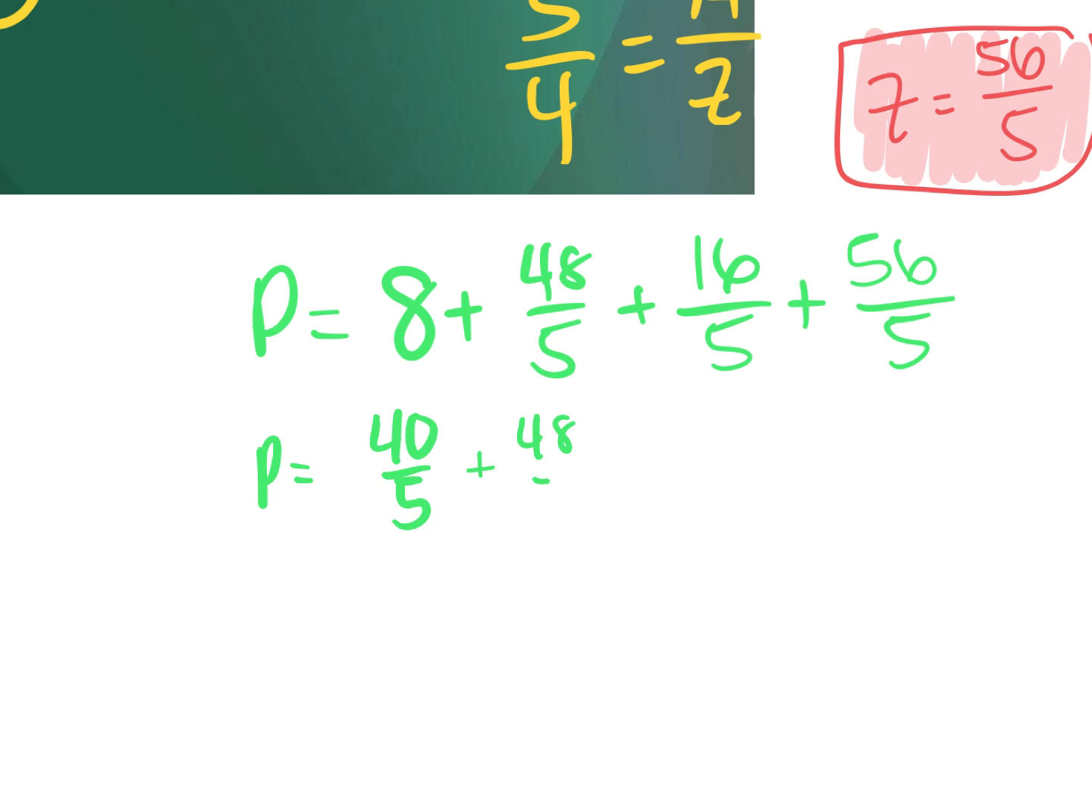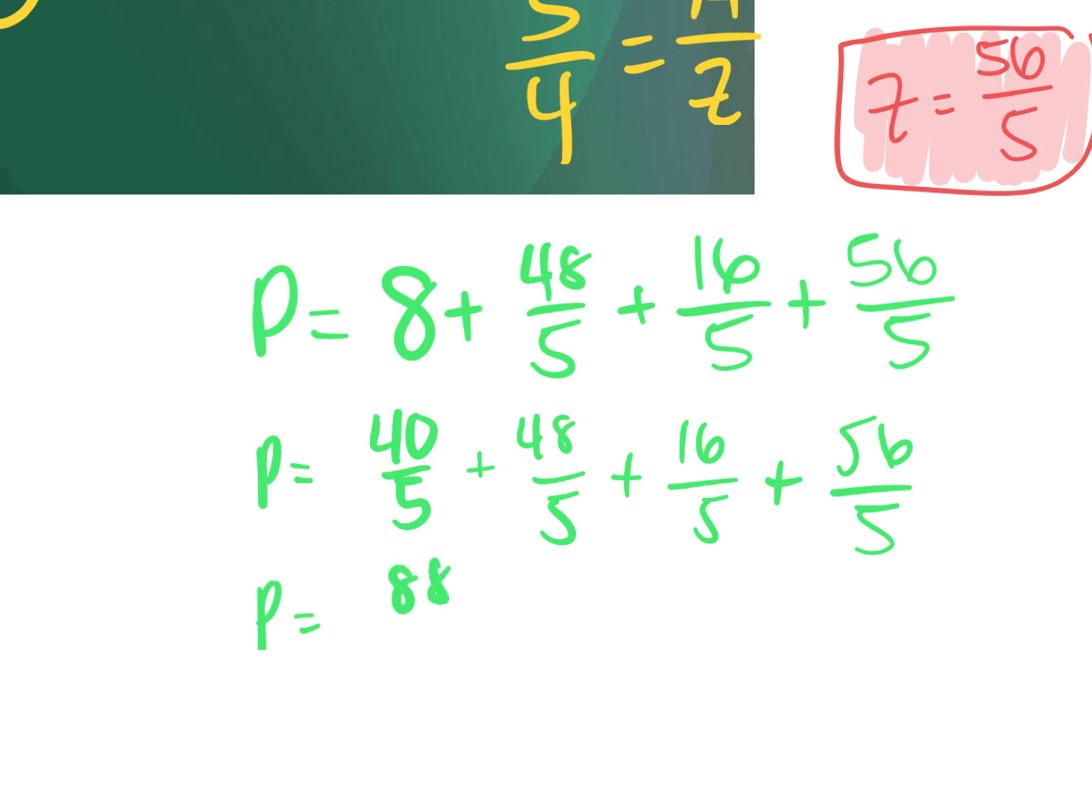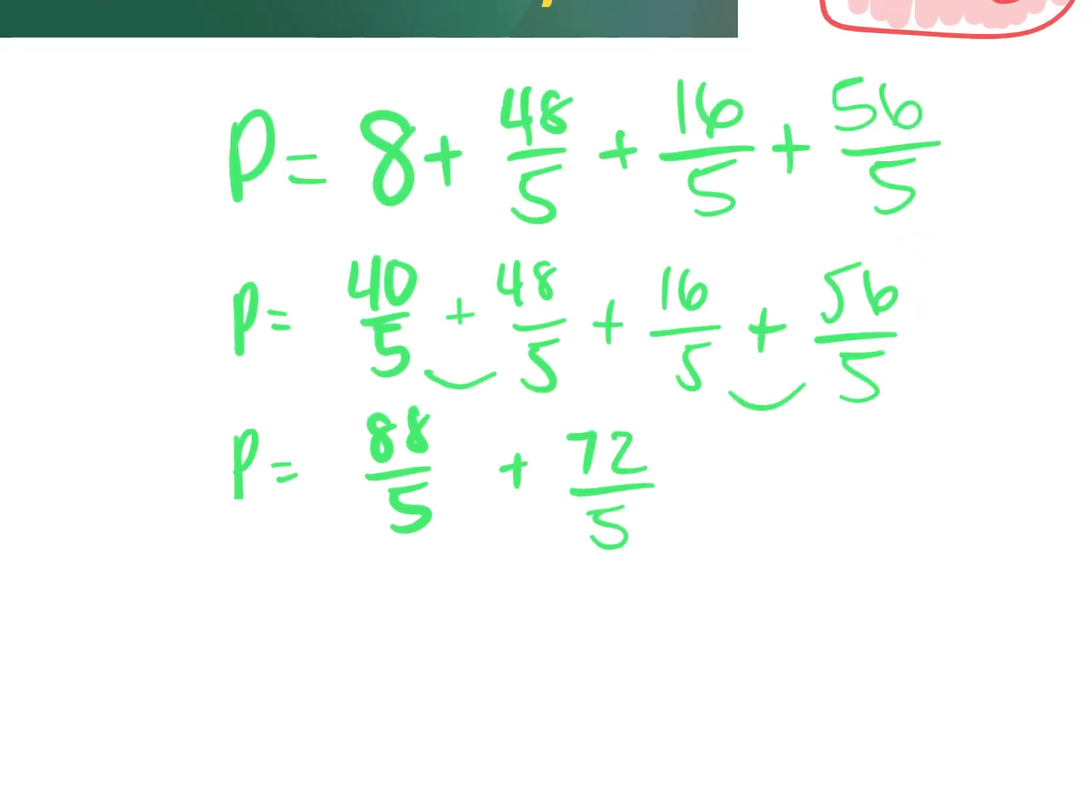So plus 48 over 5, plus 16 over 5, and plus 56 over 5. Go ahead and add all of those together. Let's see what we get. We're going to get 40 plus 48, which is 88 over 5. And then the 16 and the 56 will give me 72 over 5. You add those together and you get P equals 160 over 5. 160 is divisible by 5, and I believe it's 32, right?